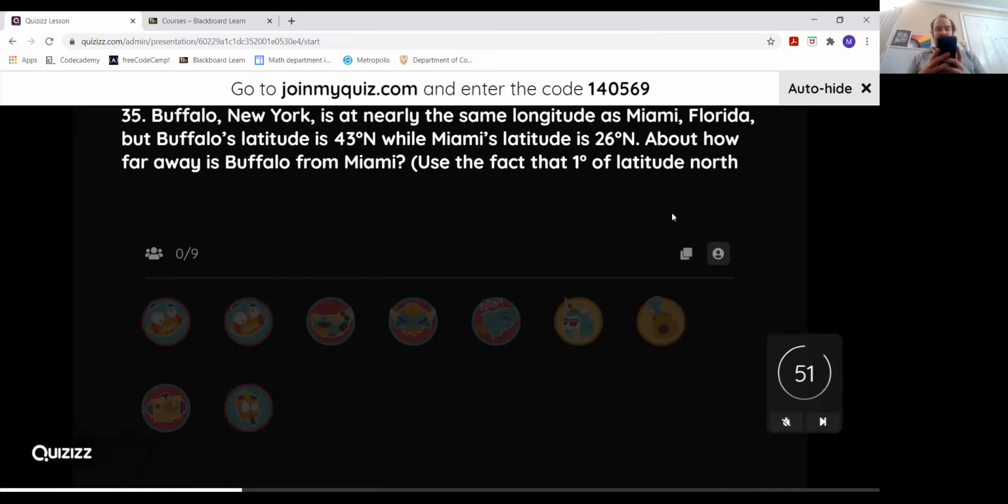Buffalo, New York is at nearly the same longitude as Miami. Got to do a little bit of calculating on this one. They are at the same longitude, but they are at different latitudes. One is at 43 degrees north and one is at 26 degrees north. About how far away is Buffalo from Miami? And we're going to use the fact that 1 degree of latitude going north or south represents about 69.4 miles.